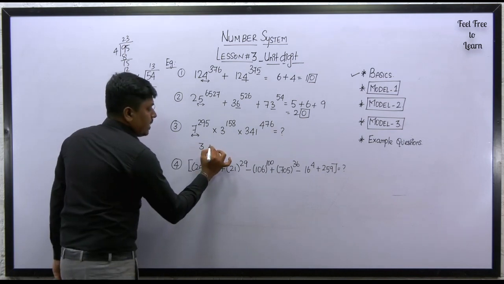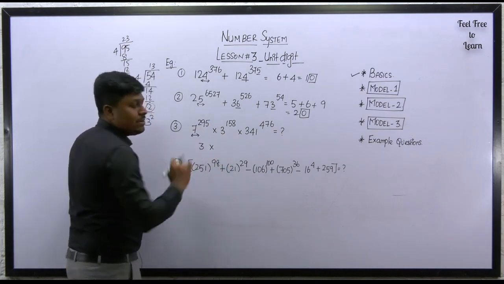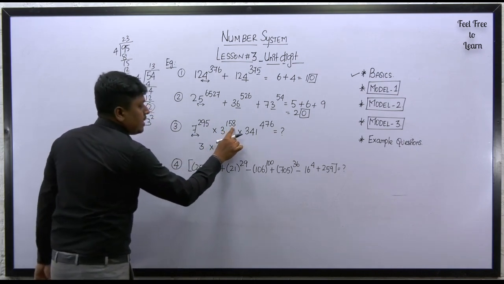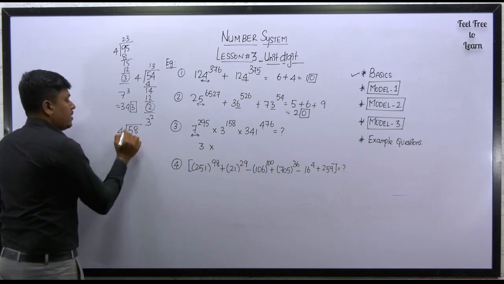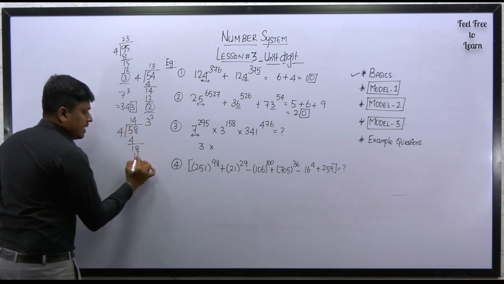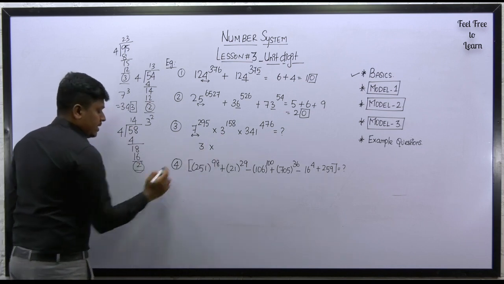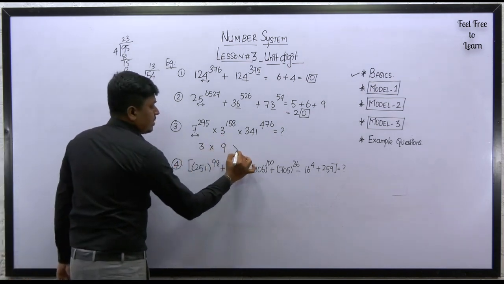Got it? So into, so 3 power 158. Again, this 3 we have learnt in model number 3. What you need to do? Similar process, take the last 2 digits, that is 58, divided by 4. So 1 4s are 4, 18, 4 4s are 16, remaining will be 2. So remainder is 2. Already we have number 3. So 3 power 2 will be 9. So we can write down 9 here.